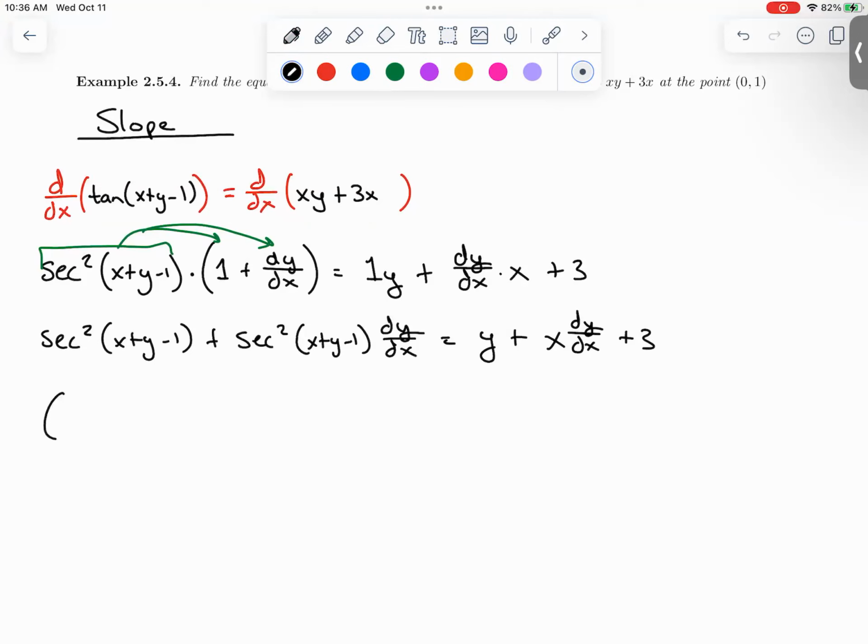So we get secant squared of (x plus y minus 1) minus x dy/dx is equal to y plus 3 minus secant squared of (x plus y minus 1).